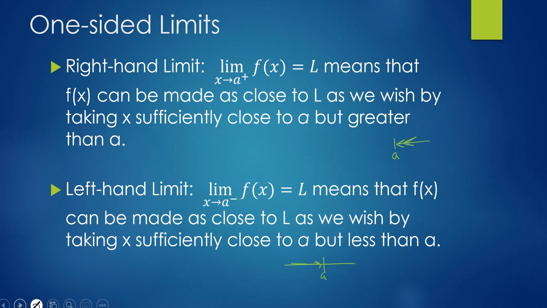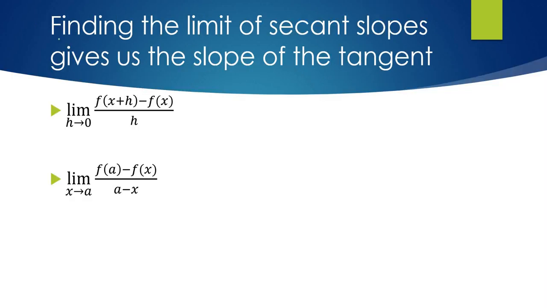So let's talk a little bit more about our limits and how we've been using them. One of the ways we've been using it is finding the limit of secant slopes gives us the slope of the tangent line. So this is two ways to write it. The limit as h approaches 0 of y sub 2 minus y sub 1 over x sub 2 minus x sub 1, that's just the slope of the secant line, or between 2 points, the limit as x approaches a of f of a minus f of x over a minus x. Same exact thing with a different notation.